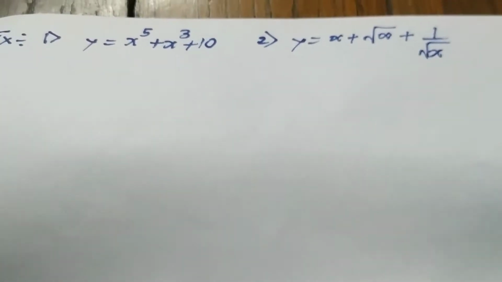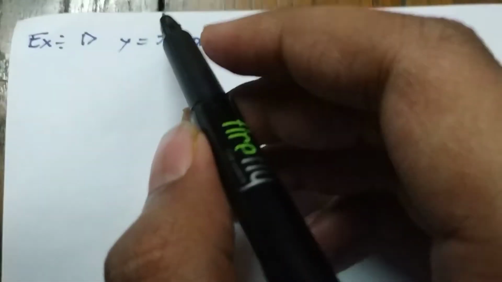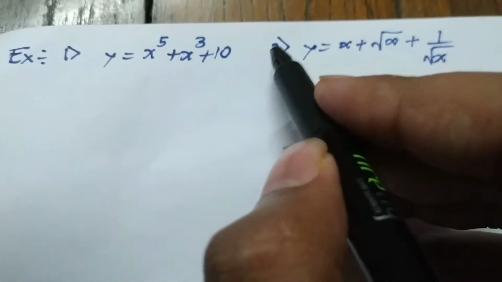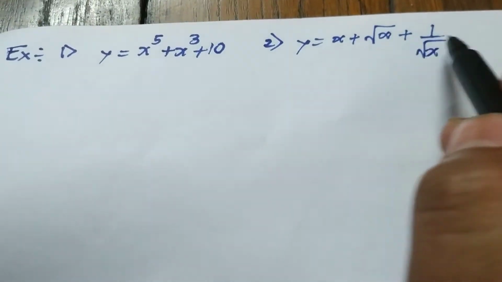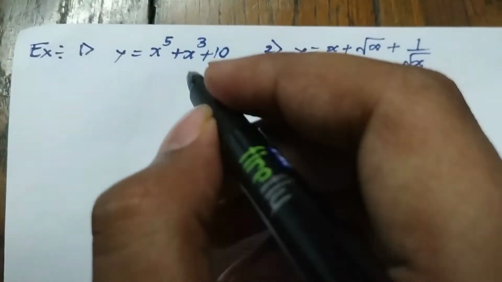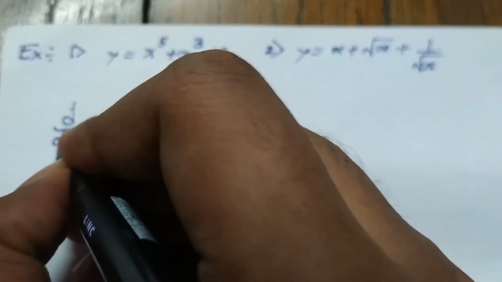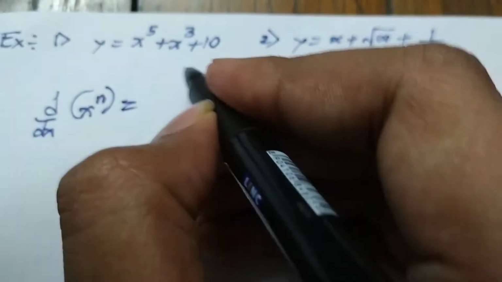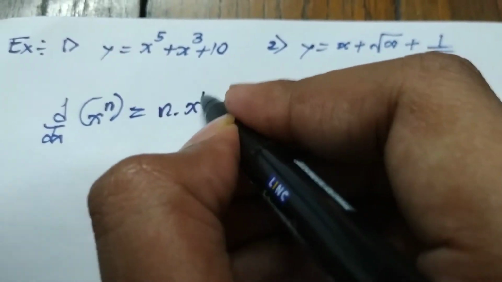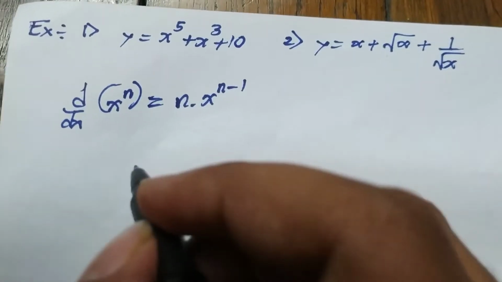These are our first 2 problems on differentiation today. Now we are given 2 curves, y equals x to the power 5 plus x cube plus 10, and y equals x plus root x plus 1 by root x. So we are asked to find dy/dx, or the differentiation of y with respect to the variable x. Now how do we do that? Now we know the formula that d/dx of x to the power n is n into x to the power n minus 1. We just now did it. So we will use this formula to differentiate these 2 curves.